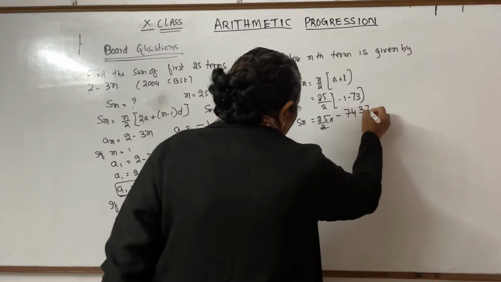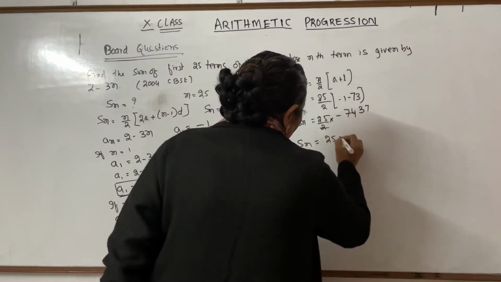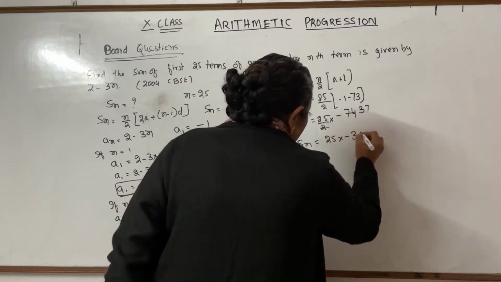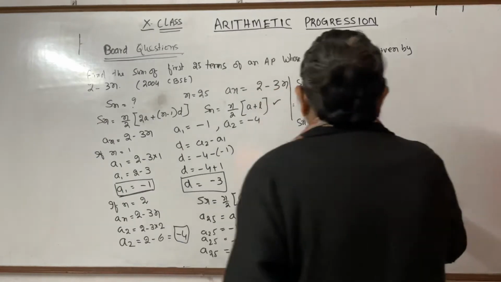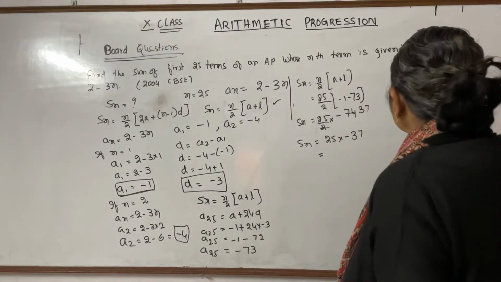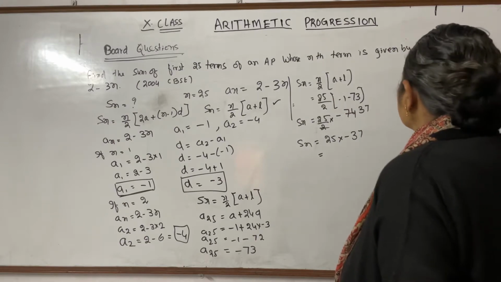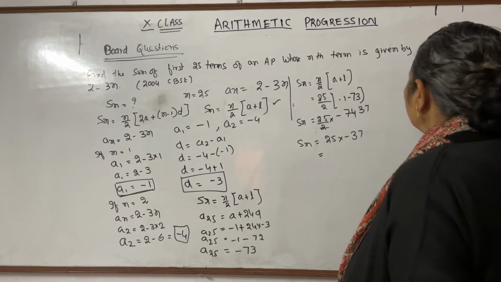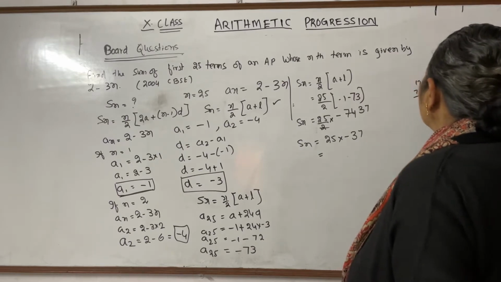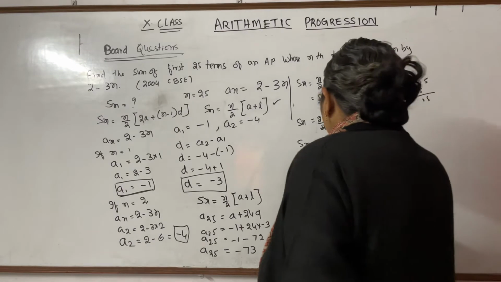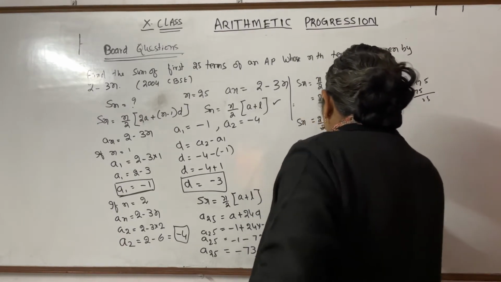2 3s are 2 7s are. That equals Sn equals 25 into minus 37. So this is 25 7s are 35, 3 7 2s are 14, 15, 16, 17. 17, 25, 3s are 75. So minus 925 is the answer.